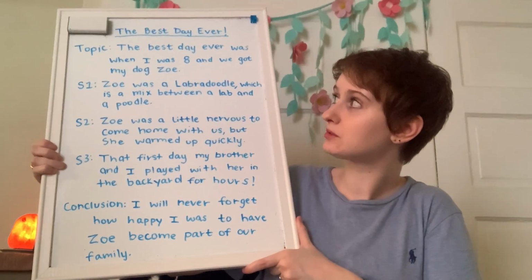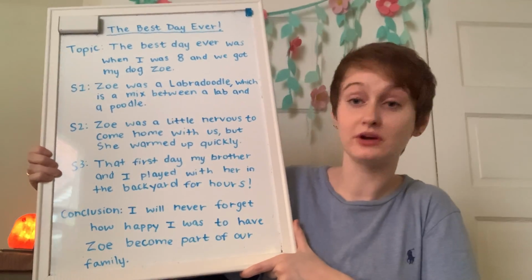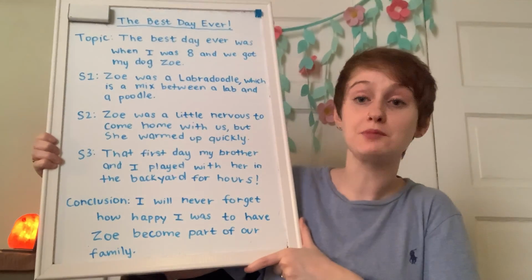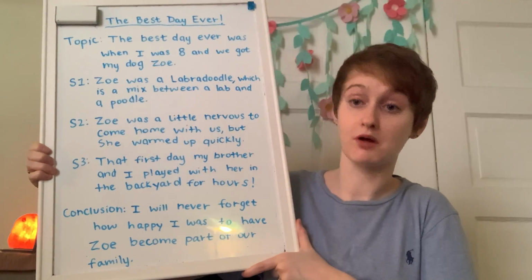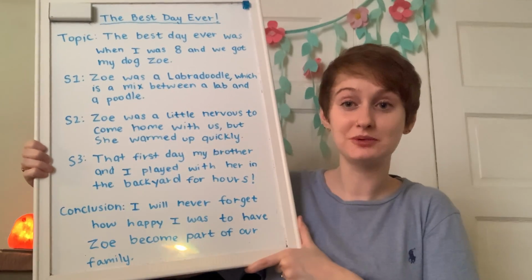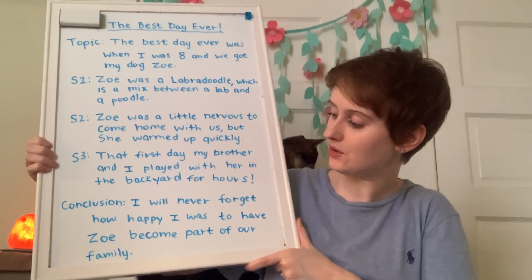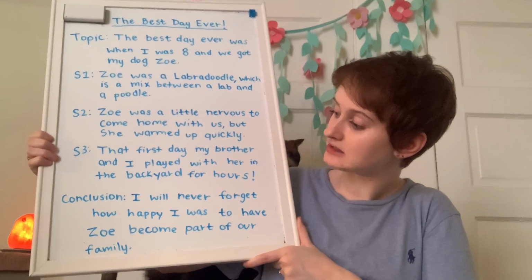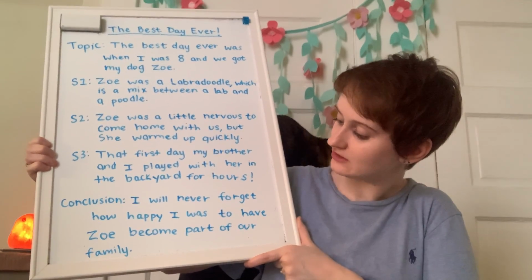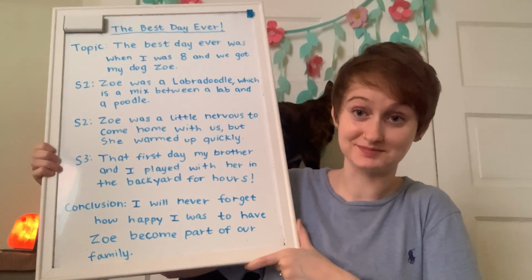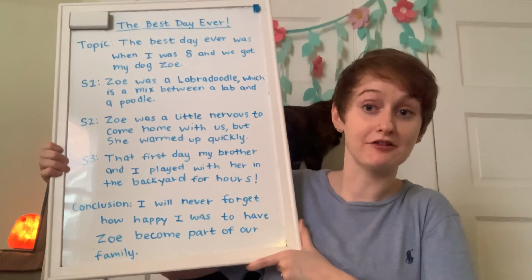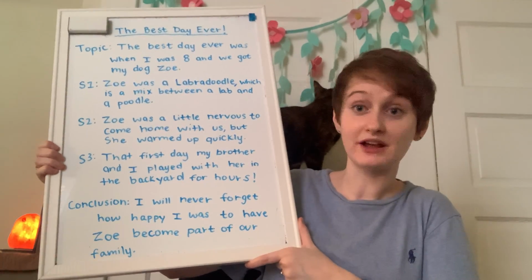And so now once we've written all of our details, we're going to write our conclusion sentence, which again is just going to wrap up our paragraph. It's going to remind the reader what we're talking about and just be a nice little ending piece to our nice paragraph. So my conclusion sentence says, I will never forget how happy I was to have Zoe become part of our family.